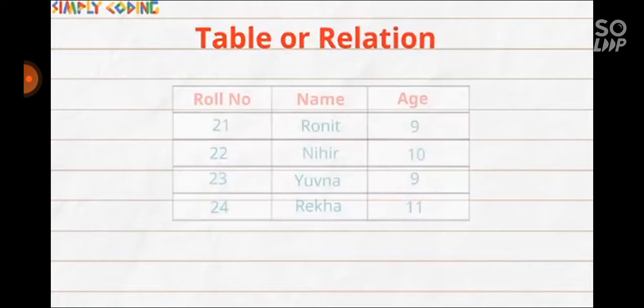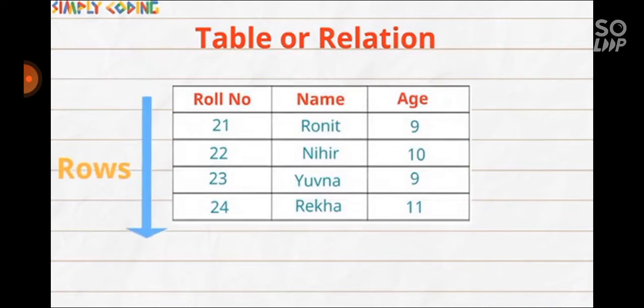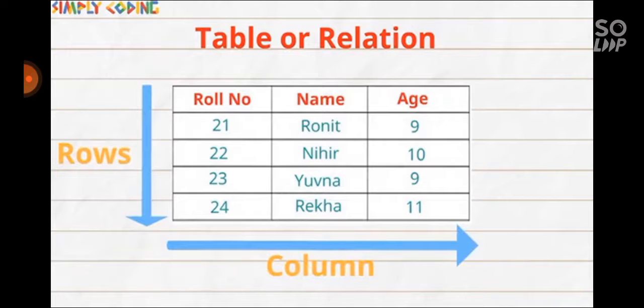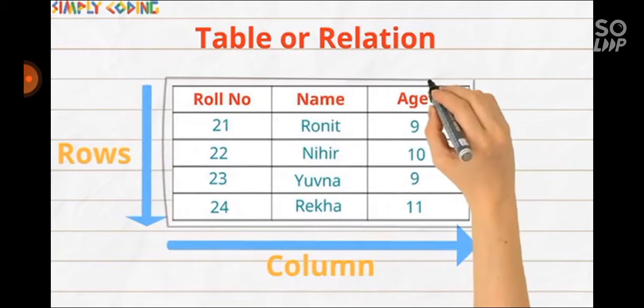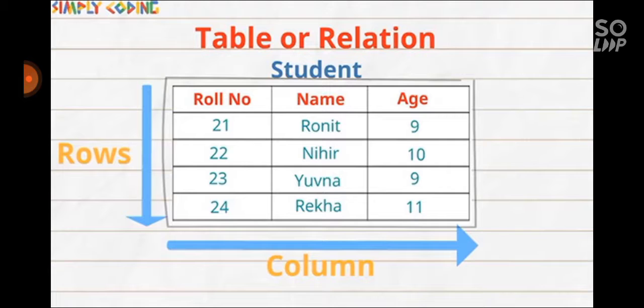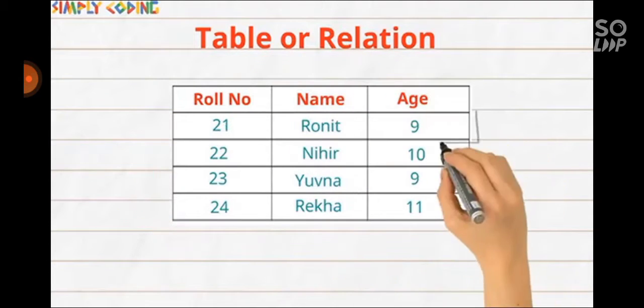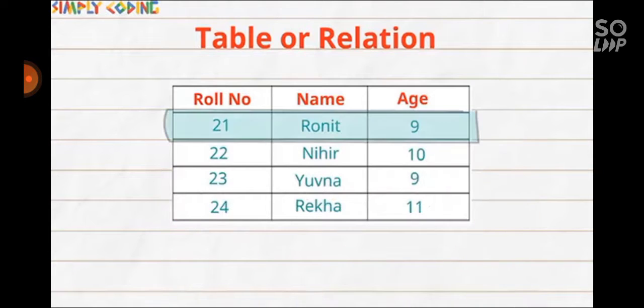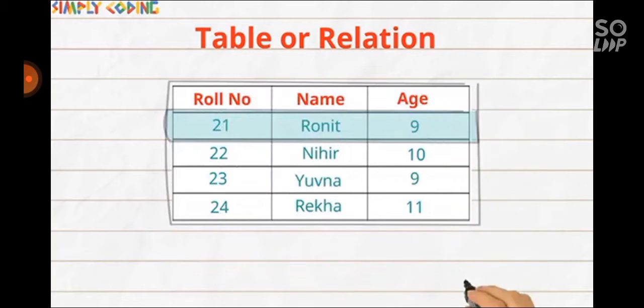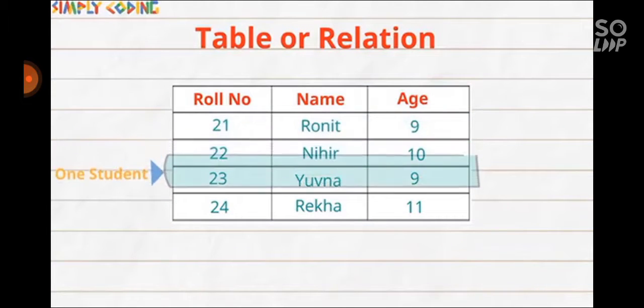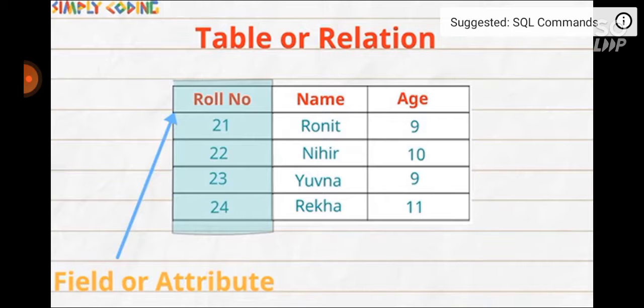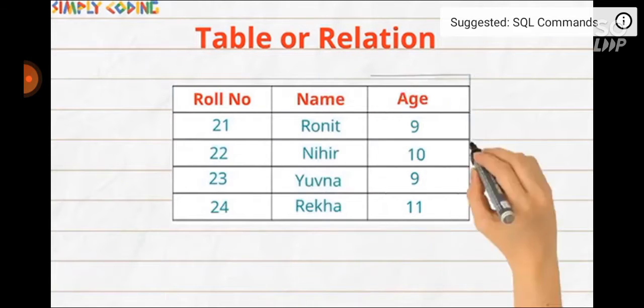A table is a data set in which data is stored in the form of columns and rows. For example, in this table, students' information is stored, and in this table, customer information is stored. Each row of the table is known as a record or tuple, which represents a whole unit of data. As in this table, each row contains one student's information. A column is also known as a field or attribute, and each column contains the same kind of information.